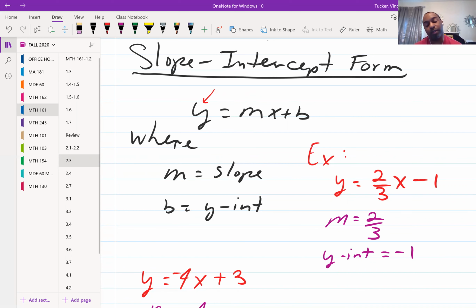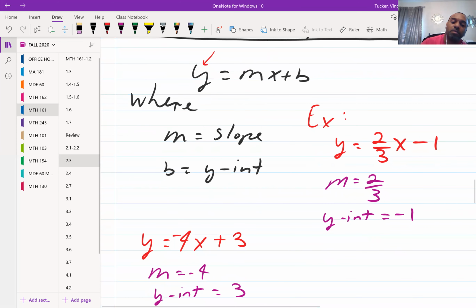A lot of people, for some reason, tend to make that mistake. Do not include x as a part of your slope. It's what's in front of your x. That is the slope. Whatever is attached to the x is the slope. And then the other number is your y-intercept. So same thing, looking at negative 4x plus 3. Negative 4 is your slope. And a 3 is your y-intercept.